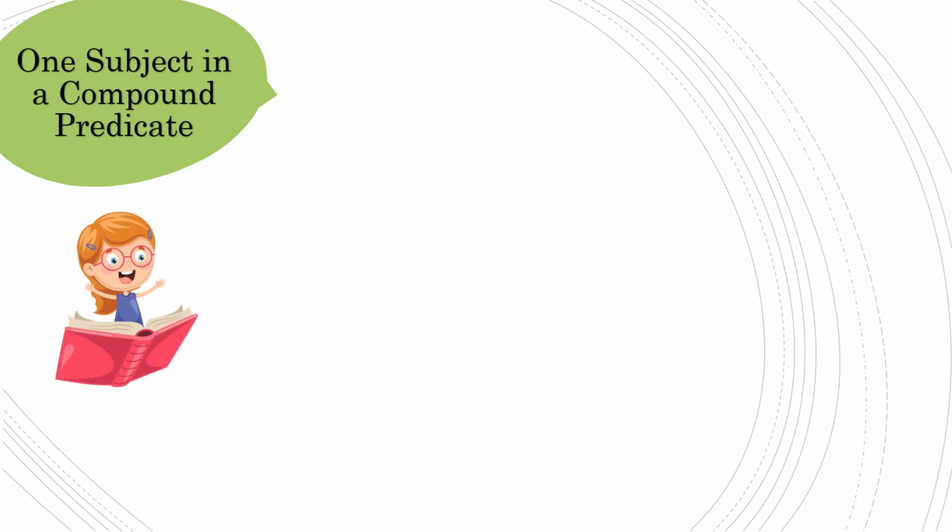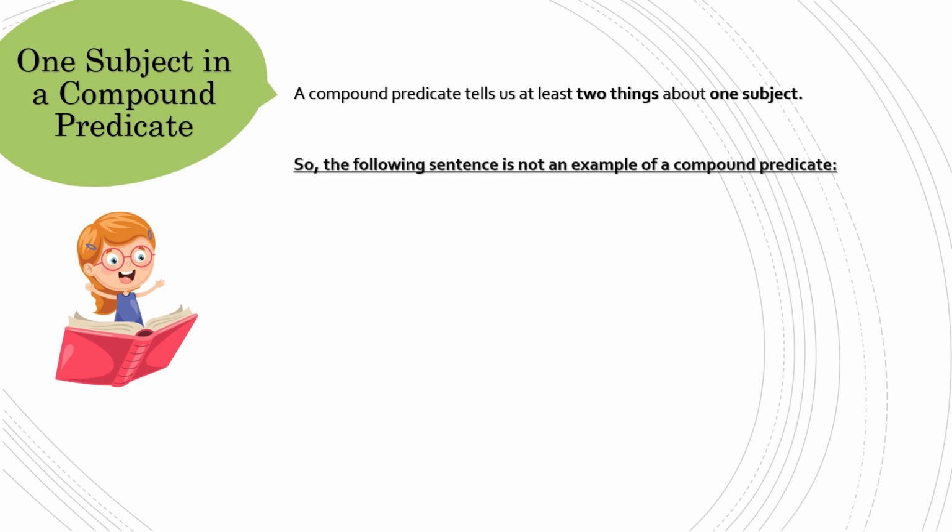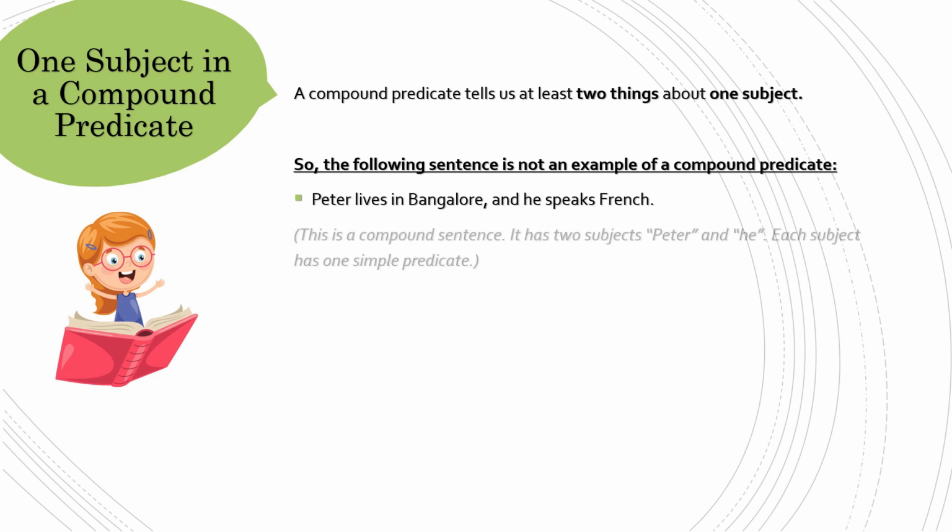One subject in a compound predicate. A compound predicate tells us at least two things about one subject. So, the following sentence is not an example of a compound predicate. Peter lives in Bangalore, and he speaks French. This is a compound sentence. It has two subjects, Peter and he. Each subject has one simple predicate.